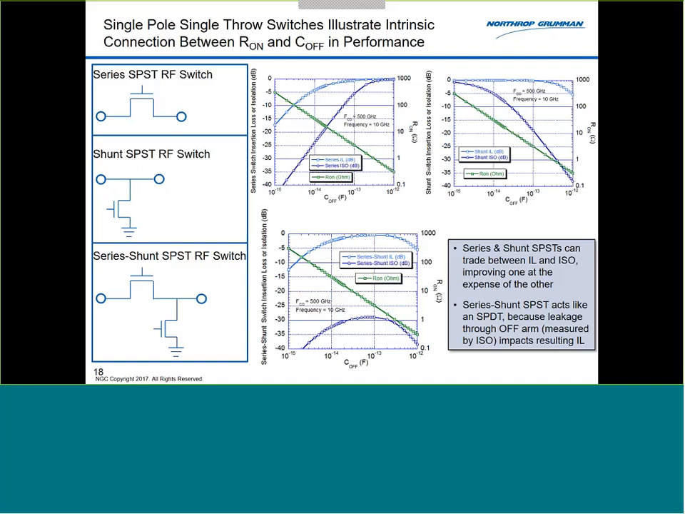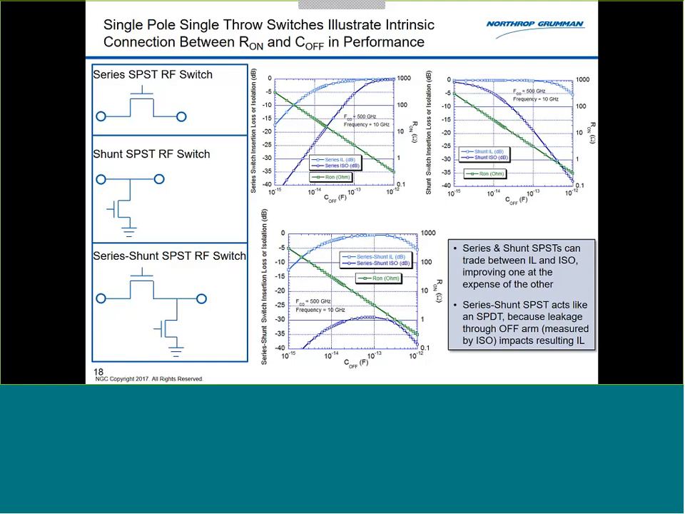The x-axis in all these cases is the off capacitance. For a given FC0, which is a fundamental characteristic of your device, I can design a device with a higher off capacitance, which will mean it has a lower on resistance. That decreases my insertion loss, but also decreases my isolation at the same time. I can do the same kind of thing with a shunt device.